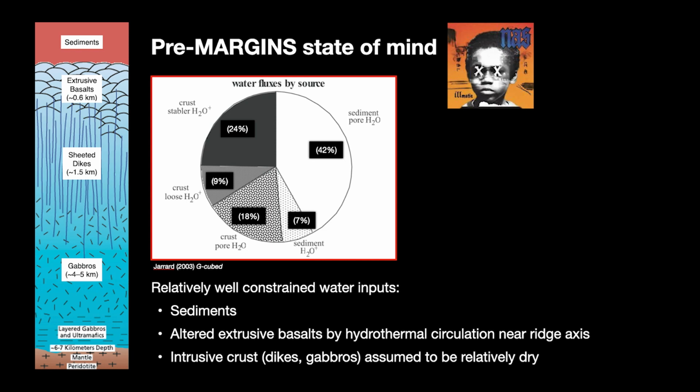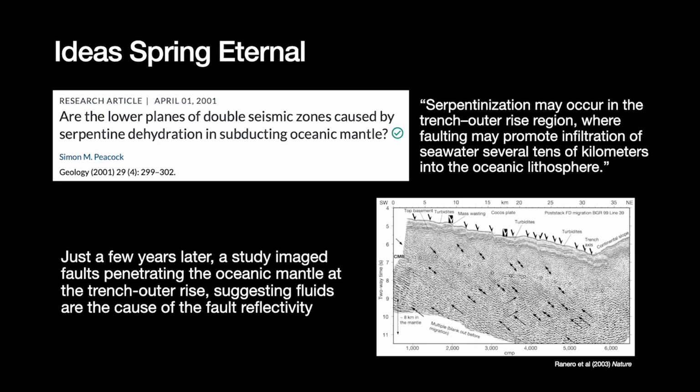So what happens during margins, or maybe right before margins, right when it kicked off? This is really, I think, one of the first papers to suggest this idea. It's a really cool paper. I encourage you to read it. It actually didn't have anything to do with what's going on at the incoming plate in terms of what they were looking at in the data. They were looking at these two planes of earthquakes that happen in some subduction zones where there's seismicity at the plate interface and seismicity at some depth in the mantle that seems to scale with plate age.